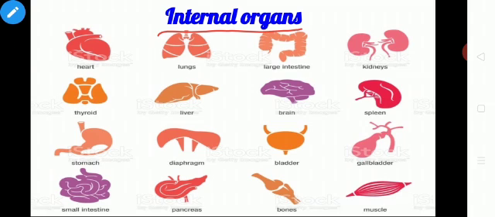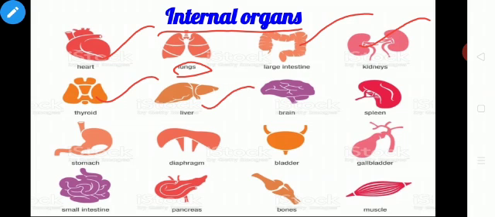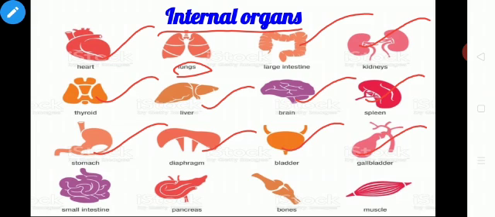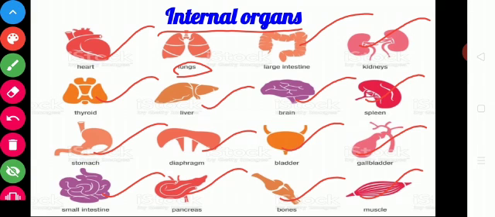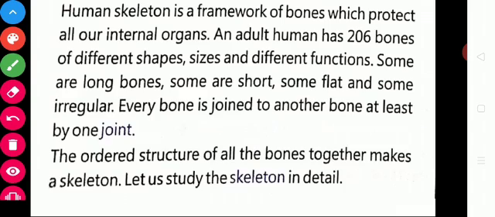What are the internal organs present in our body? Heart, lungs, large intestine, kidneys, thyroid, liver, brain, spleen, stomach, diaphragm, bladder, gallbladder, small intestine, pancreas, bones and muscles. These are all internal organs which are present inside our body. These internal organs are protected by the skeleton.